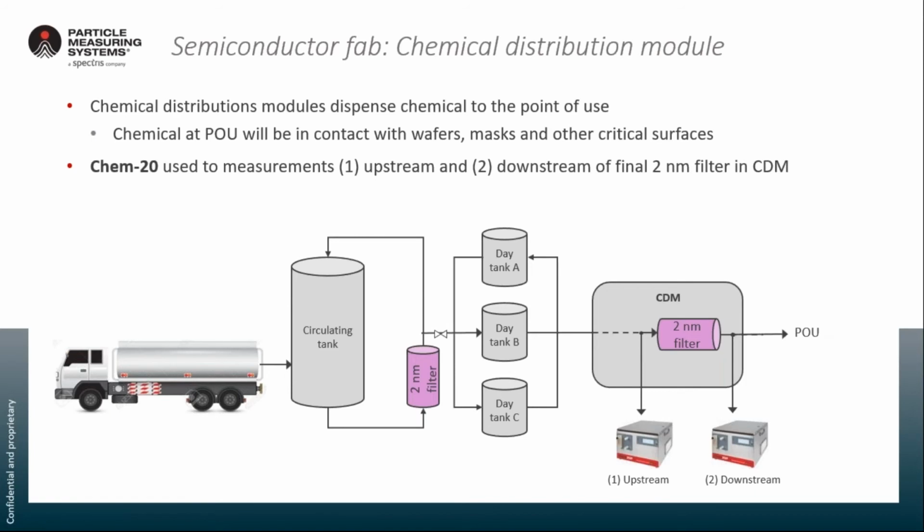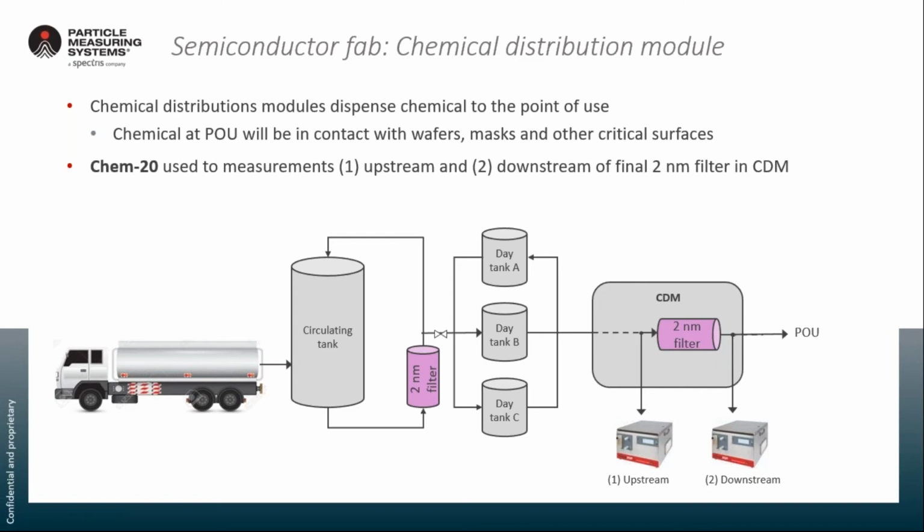Next, another semiconductor fab use case is monitoring from within the chemical distribution module. And chemical distribution modules are responsible for dispensing process chemicals to the various points of use around the facility. And at the point of use, the chemical will often come into contact with wafers, masks, and other critical surfaces. So it's important that the chemical is as particle-free as possible. The example here shows the Chem20 being used to make measurements from within a CDM immediately upstream and downstream of a final 2 nanometer filter just before the chemical is dispensed to the POU.